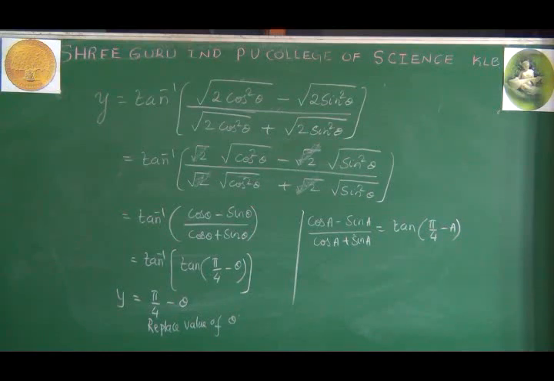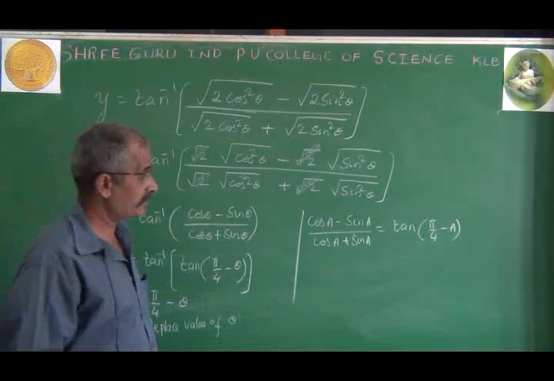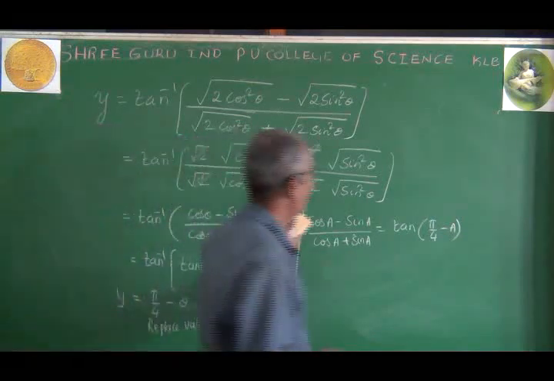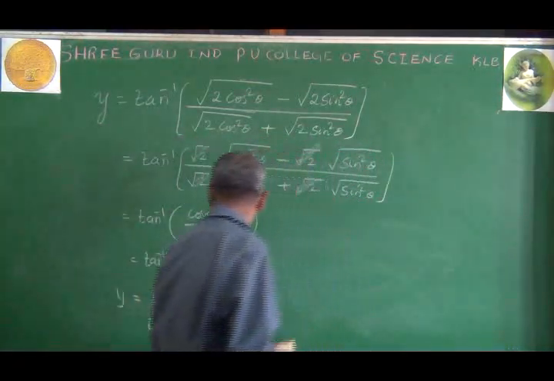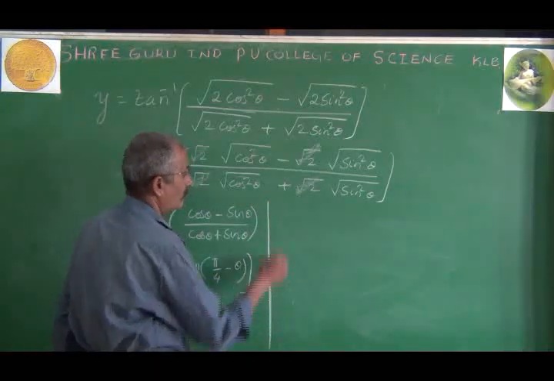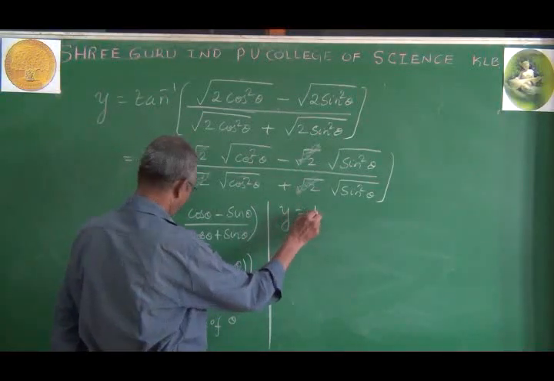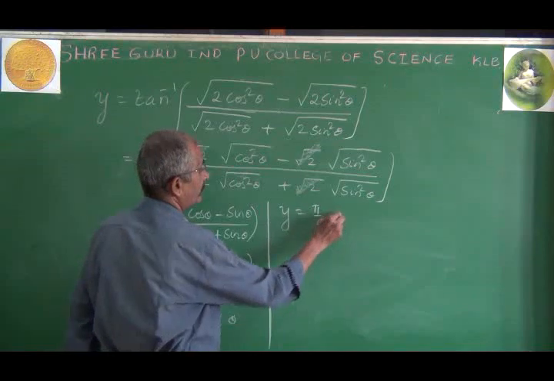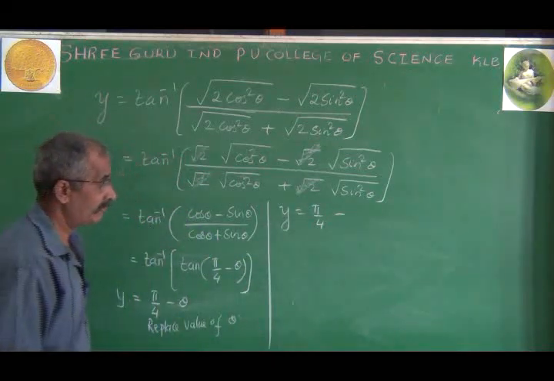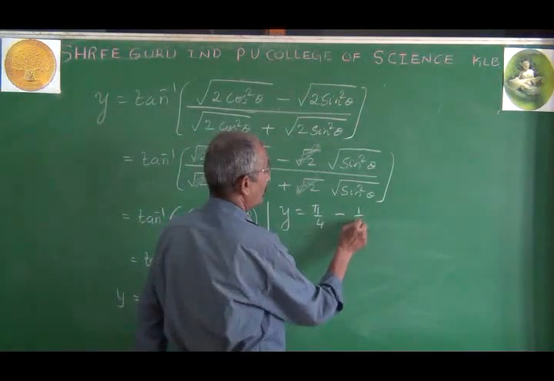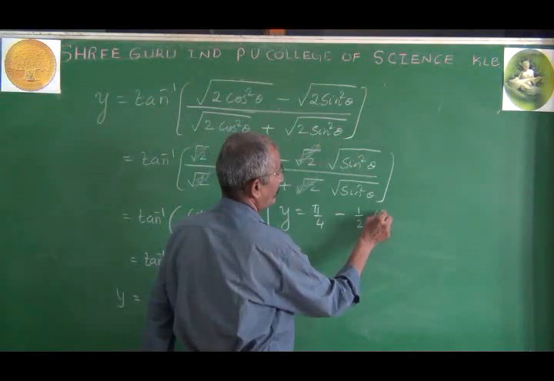The theta value was already found as 1 by 2 into cos inverse of x square. So let's replace the value of theta in this present step. Y becomes pi by 4 minus theta, where theta means 1 by 2 into cos inverse of x square.